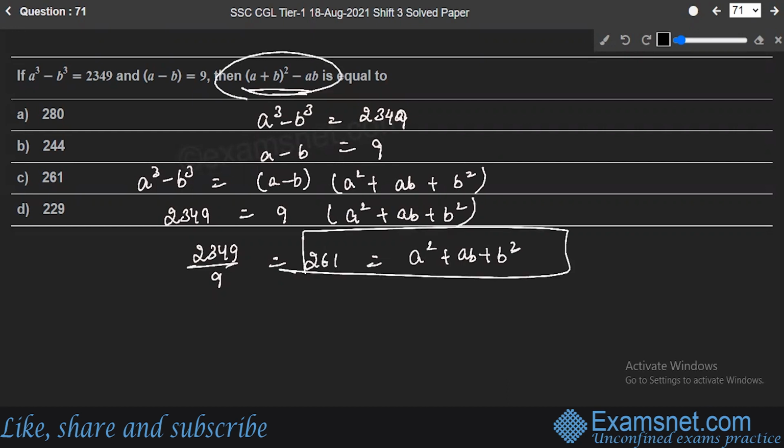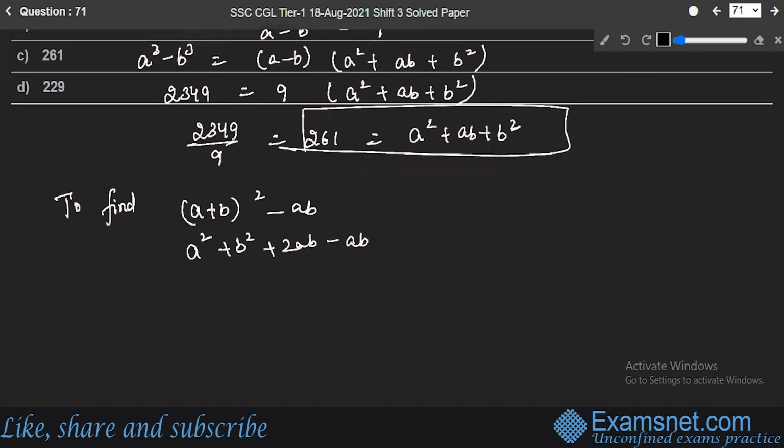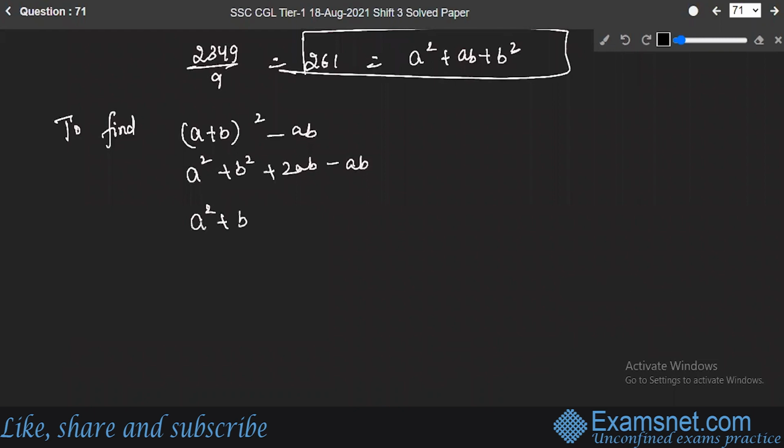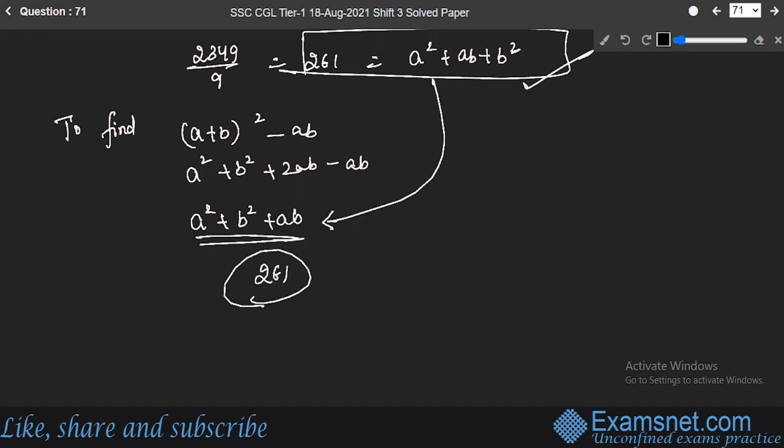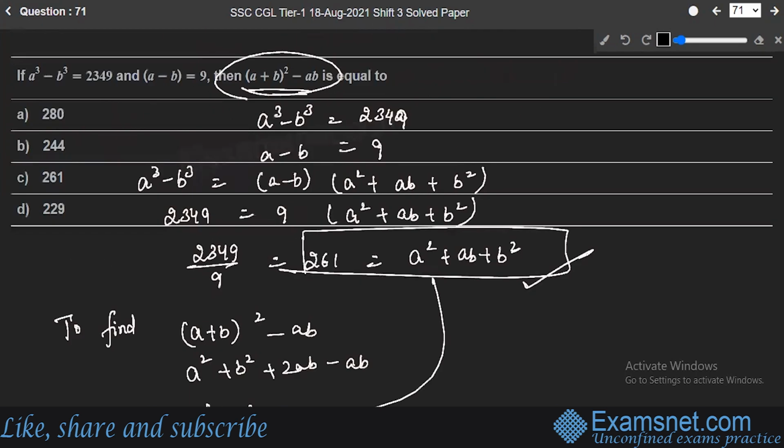Now let's solve this thing. What do you have to find out? You had to find out (a plus b) whole square minus ab. If you open this, you get a square plus b square plus 2ab minus ab, which on solving will give you a square plus b square plus ab. And we just solved this thing. A square plus b square plus ab is equal to 261. This is your answer to the question. See, option C is the correct answer to our question. Hope you are clear with this. Then let's move to the next question.